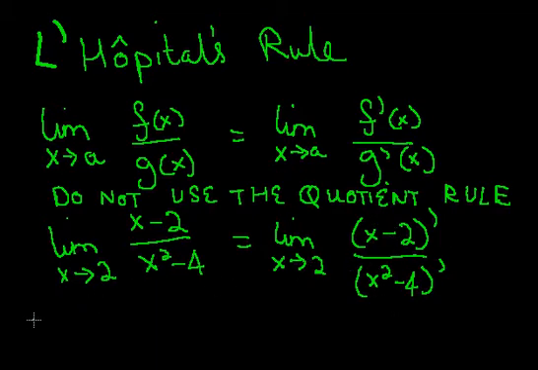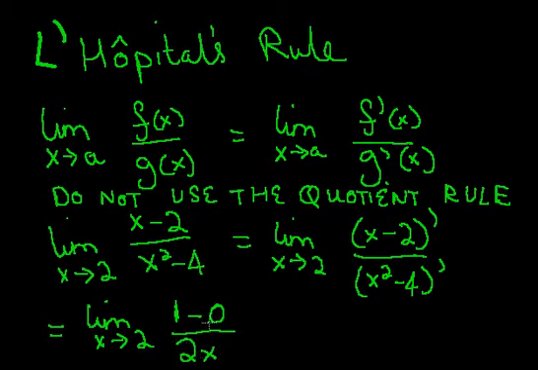So let's differentiate this. This equals the limit as x tends to 2. The derivative of x is 1. The derivative of 2 is just 0. So it's 1 minus 0 over the derivative of x squared, which is 2x. I'm using the power rule for this. If you don't remember the power rule, you should go back and watch the video on the power rule. And then we have minus 4, which becomes 0 when you differentiate it. So this equals the limit as x tends to 2 of 1 over 2x.